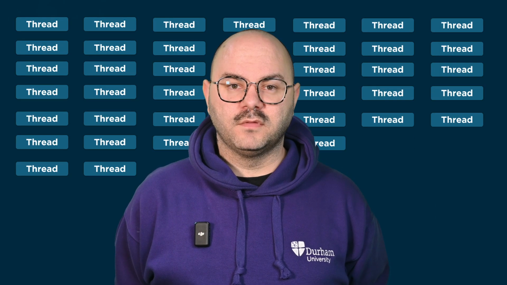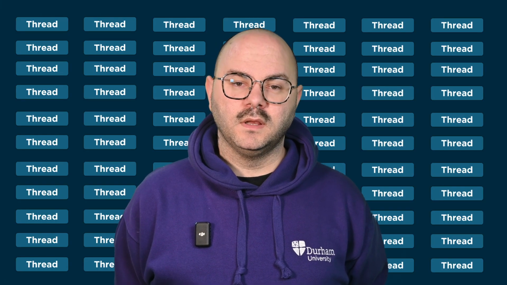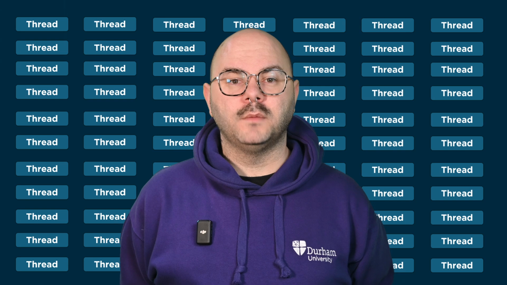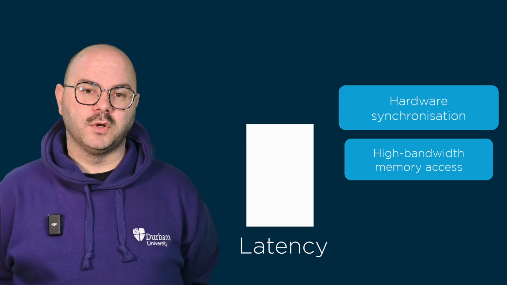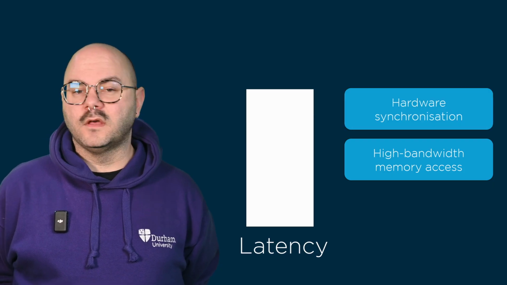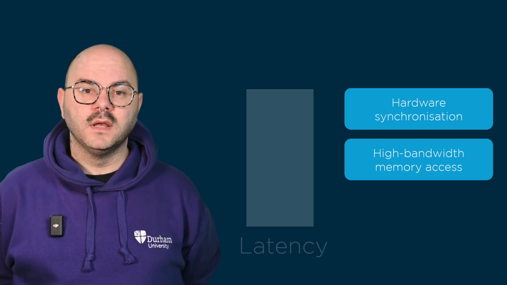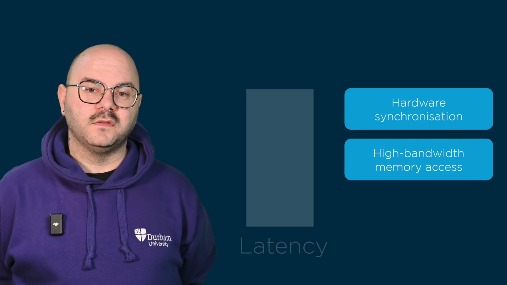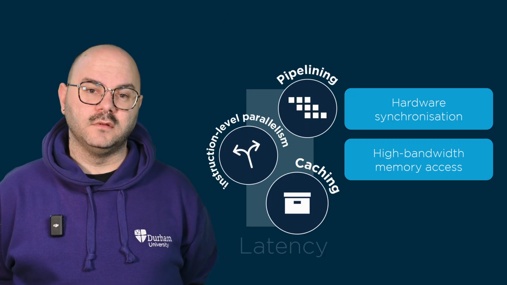Now, GPUs are designed to achieve high throughput by scheduling thousands of threads to perform millions of calculations simultaneously. However, this parallelism comes at the cost of increased latency due to the need for high bandwidth memory access and hardware synchronization. It thus becomes essential to hide the latency of the calculations from the programmer, and to this end, GPUs employ various techniques such as pipelining, caching, and instruction-level parallelism.